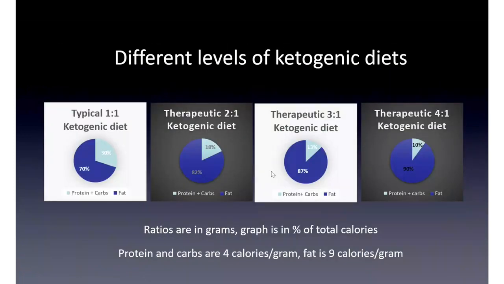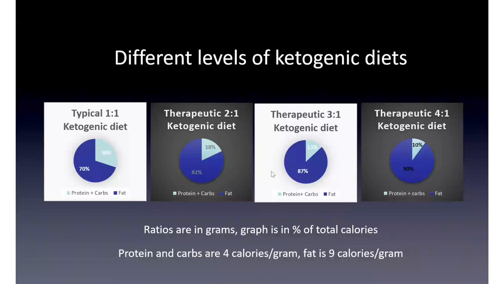So just to review kind of the different levels of ketogenic diets, I always start folks at about a 1-to-1. So that's about 70% fat and 30% carbohydrates. Remember, the ratios, the 1-to-1 is in grams, whereas the graph, the percentages are in total calories, right? So fat has more calories per gram than protein or carbohydrates. So that's why, even though they're 1-to-1 by grams, you can see how they're very different by percent. And you can see that if you went up to a 3-to-1, you'd be 87% fat and 13% protein plus carbohydrate.